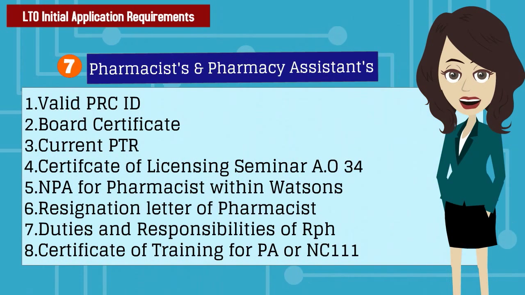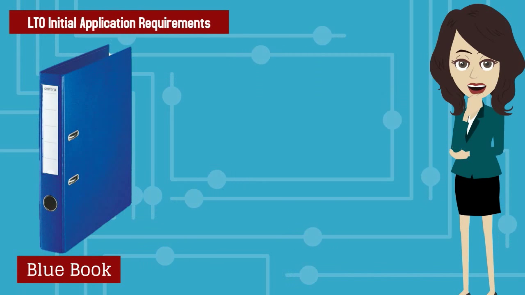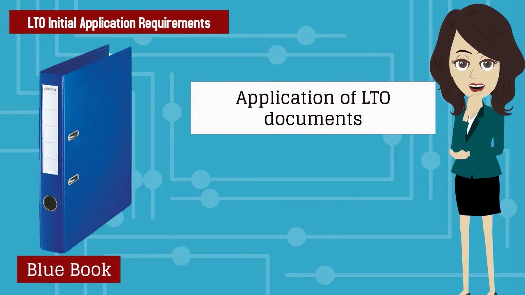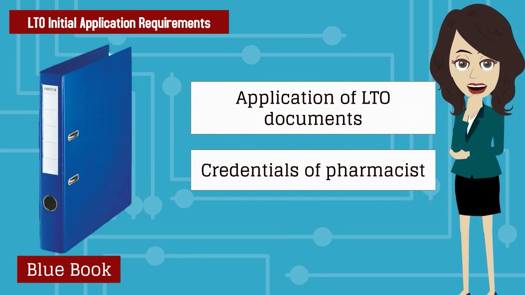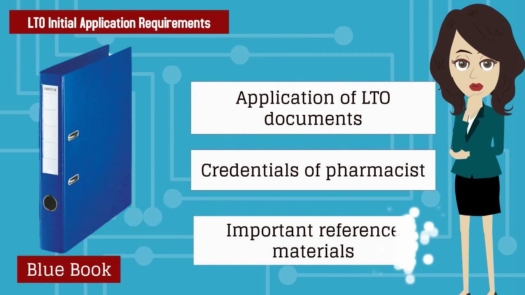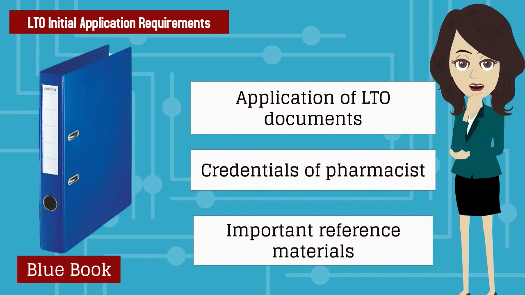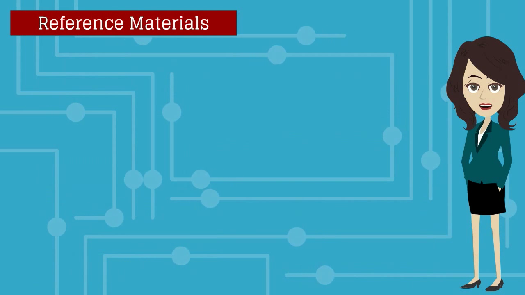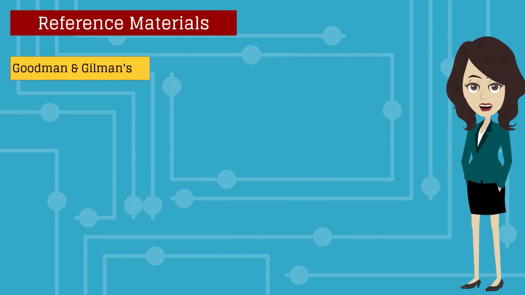To recap, all of these credentials must be submitted to Office of Regulatory Affairs. They will file this in the Blue Book folder, together with the other important references. The Blue Book will have all the needed documents: first, for the application of LTO, second, the credentials of pharmacist, and third, other important reference materials. For the reference materials, this is provided by ORA.